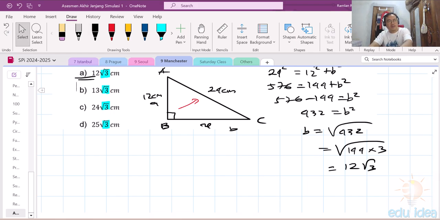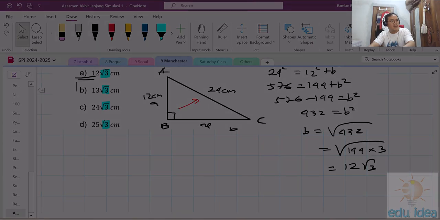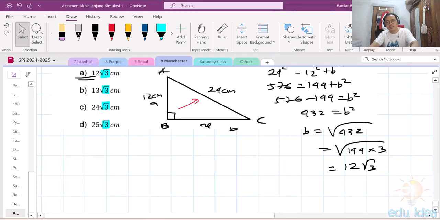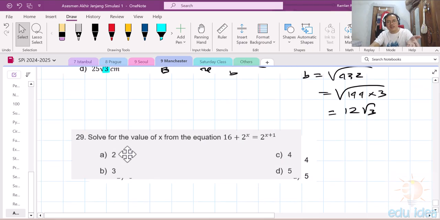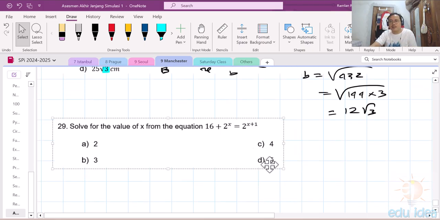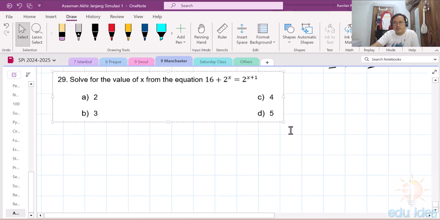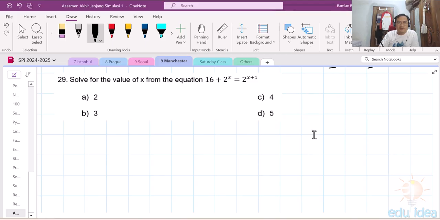Okay, number 29, this is pretty tricky, guys. But again, guys, if you have a multiple choice question and you don't know the answer, you can just try it and plug the numbers into the equation. Yeah, number 29, this is pretty tricky, I think. I'm going to write it down for you guys step by step. So we have this one here.